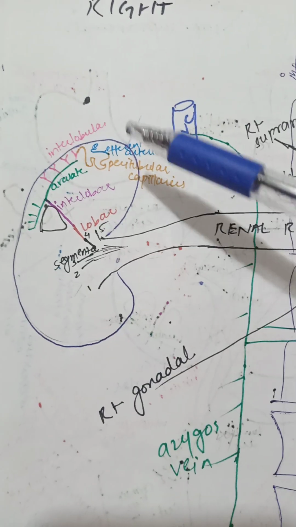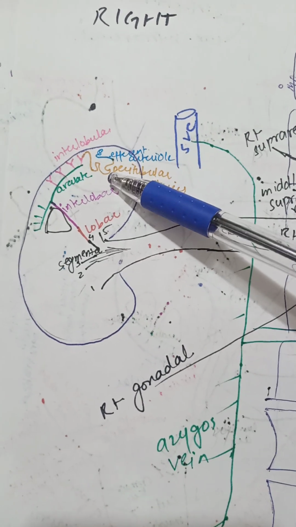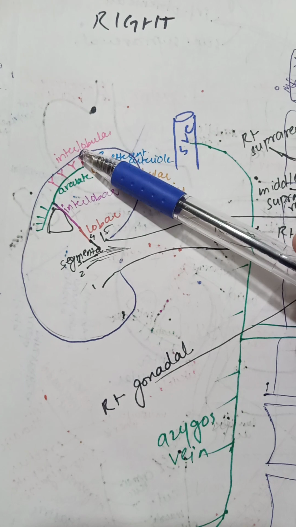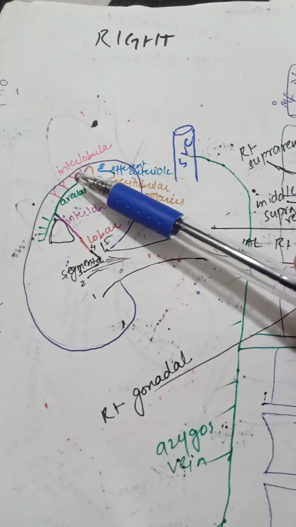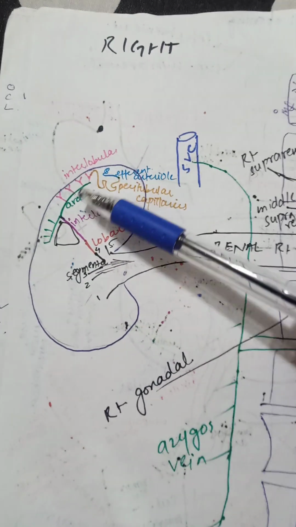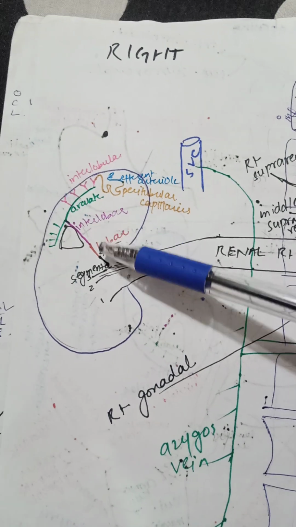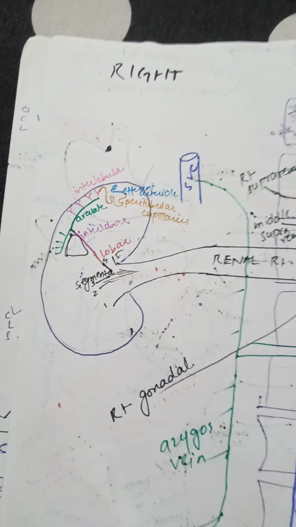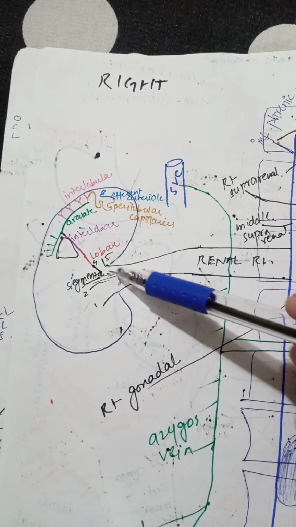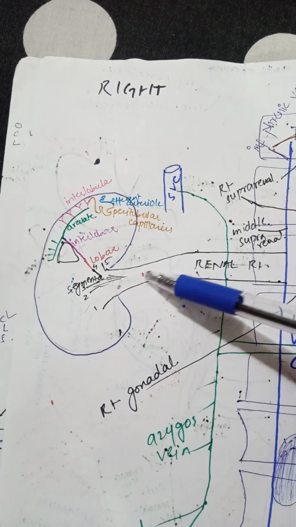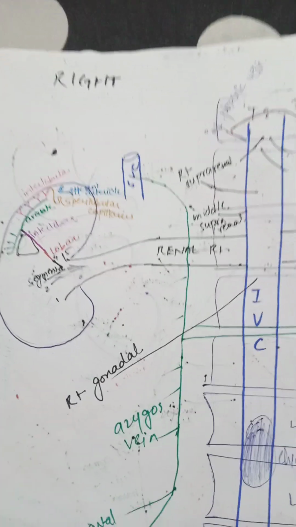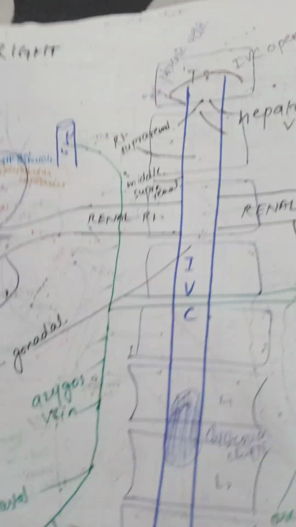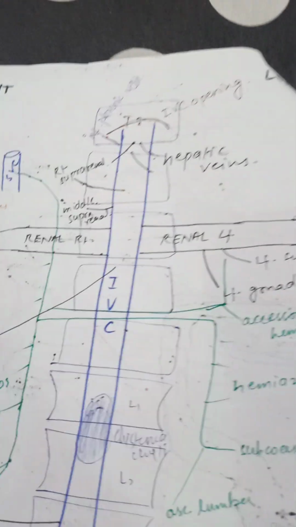How is it formed? As you can see here, the efferent arterioles form peritubular capillaries. Peritubular capillaries drain into interlobular veins. Interlobular veins form the arcuate vein. Arcuate veins form interlobar, then lobar, and the segmental, five segmental veins, which join to form two veins, and which drain into the right renal vein. Same is the case for the left.